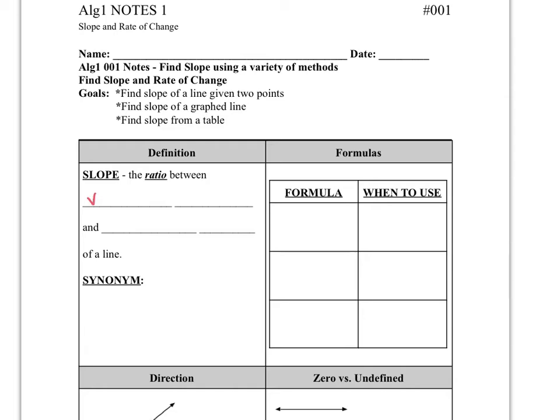So first, let's talk about what slope really means. Slope is the ratio between the vertical change and the horizontal change of a line. A synonym for slope is steepness. So when you think about slope, you want to think about how steep a line is.